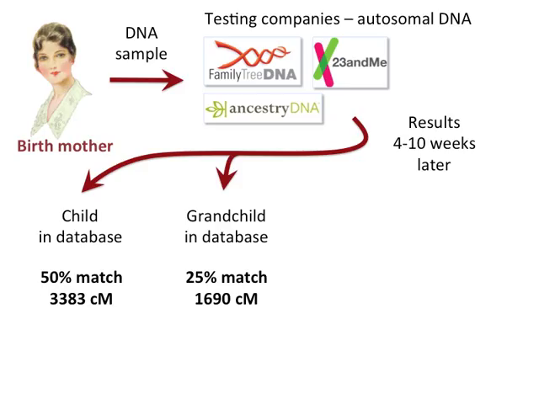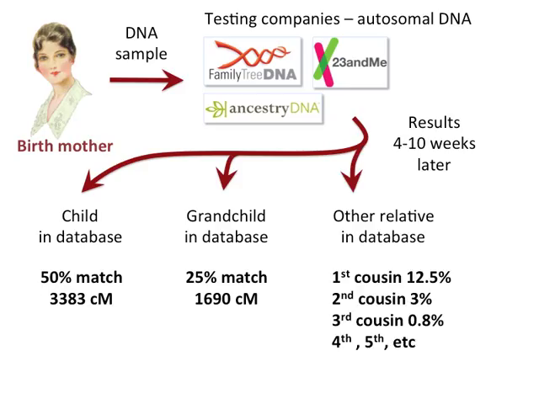Or a grandchild, then there's a 25% match on the DNA, or they might find other relatives, which they might not be particularly interested in, first cousins, second cousins, third cousins. But if you are somebody who's given up a child 50 years ago, then certainly having your DNA tested in all three companies, and even if you don't find your child, if at some stage in the future your child or their grandchildren go looking for their genetic roots, at least you've left a genetic legacy for them to find.